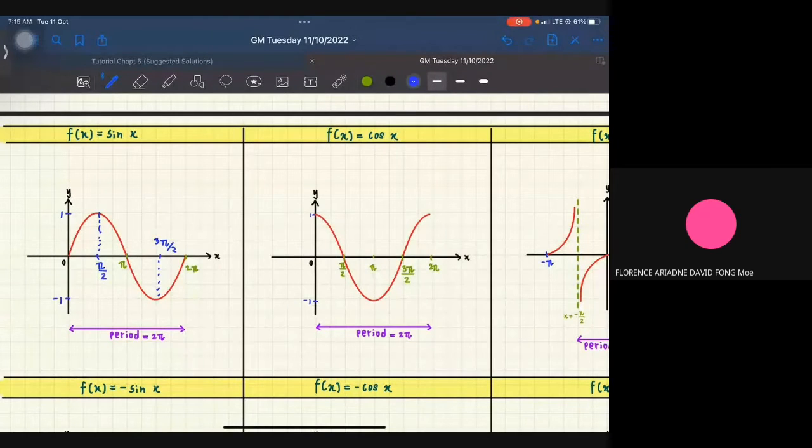Okay, so selain daripada awak guna critical points, you can also use this concept, meaning that awak tahu. So graph sine dengan graph cos, dia sebenarnya sama je jarak dia tu. Maksudnya antara loop tu jarak dia sama. Okay, so awak boleh bahagi 2 untuk dapatkan jarak yang ini. Okay, and then awak bahagi lagi 2 untuk dapatkan jarak yang ini.